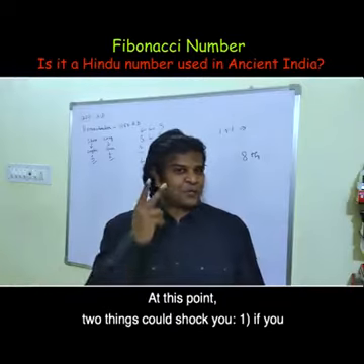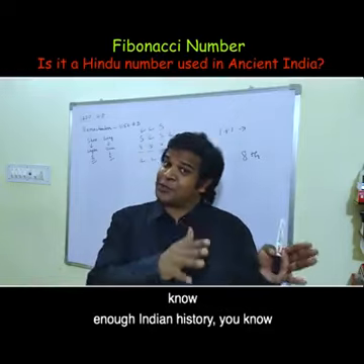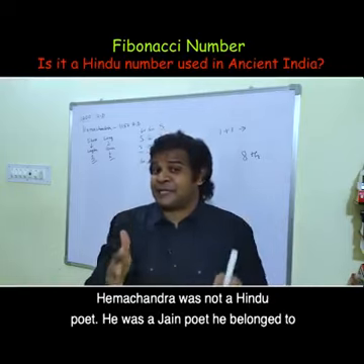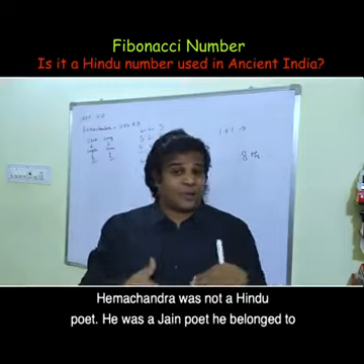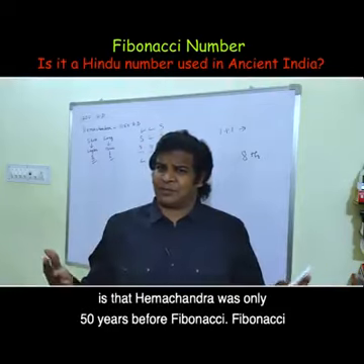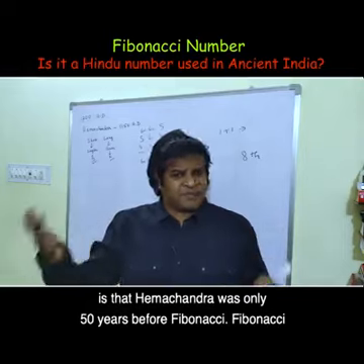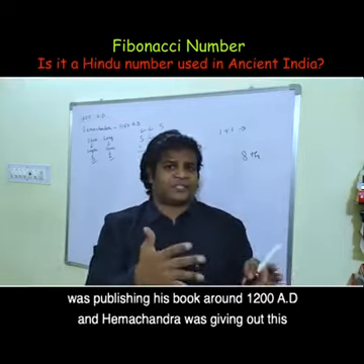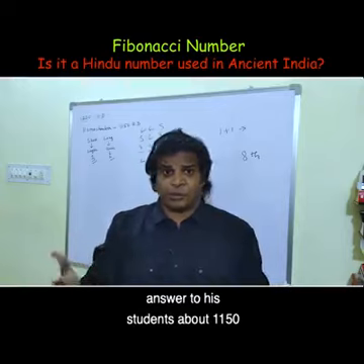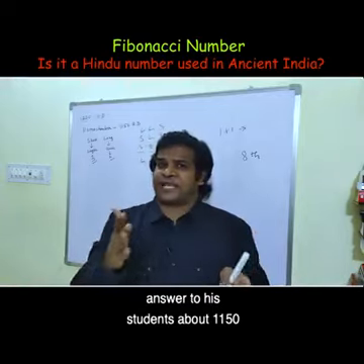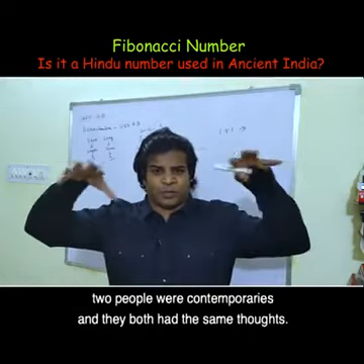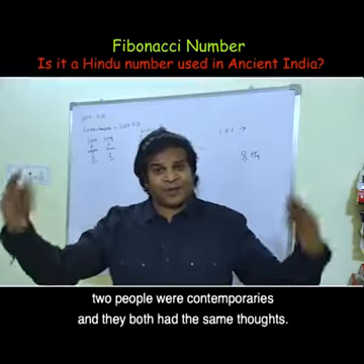And at this point, 2 things could shock you. One, if you know enough Indian history, you know Hemachandra was not a Hindu poet. He was a Jain poet. He belonged to Jainism. The second thing that could shock you is that Hemachandra was only 50 years before Fibonacci. Fibonacci was publishing his book around 1200 AD, and Hemachandra was giving out this answer to his students about 1150 AD, just about 50 years before Fibonacci. And that's not a big deal. Maybe these 2 people were contemporaries and they both had the same thoughts.